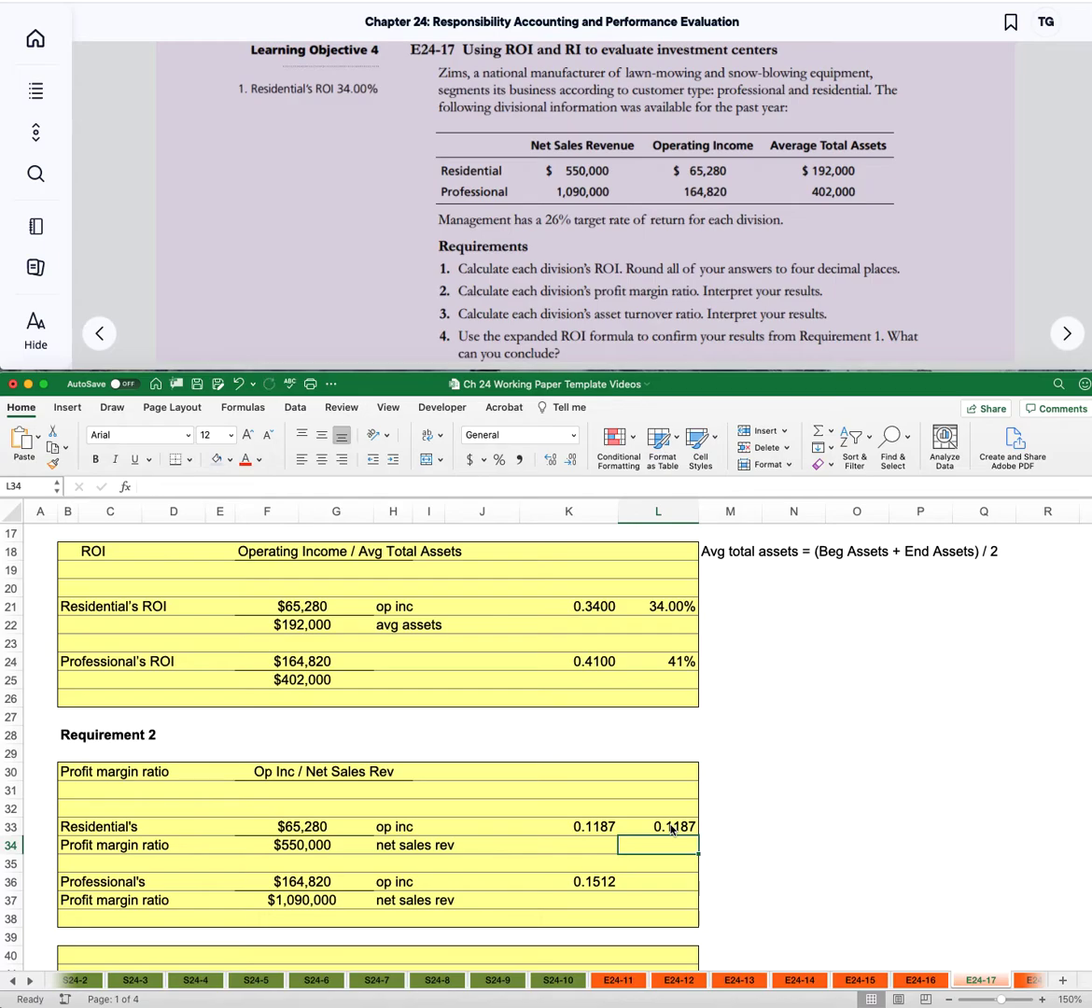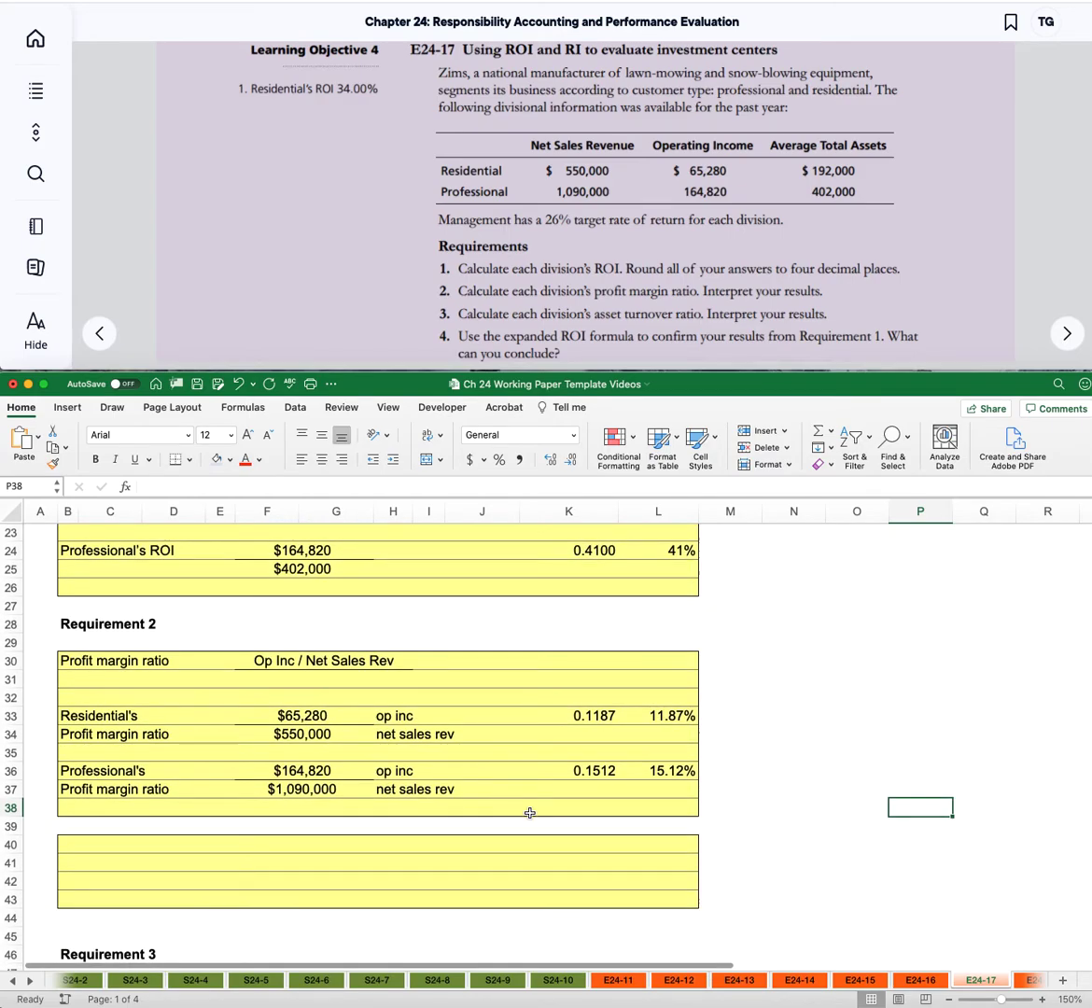And so we'll turn these into percents. And so residential has a profit margin ratio of 11.87%, and professional has a 15.12%.